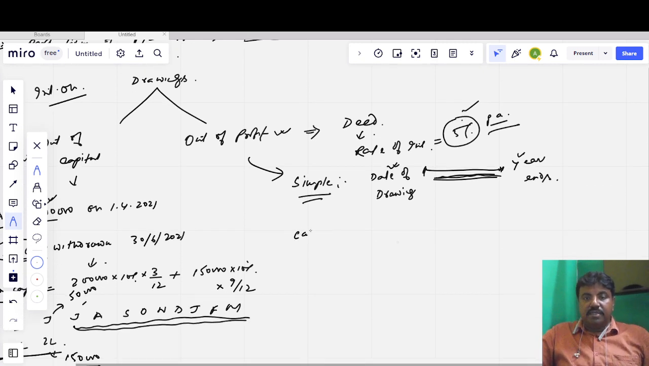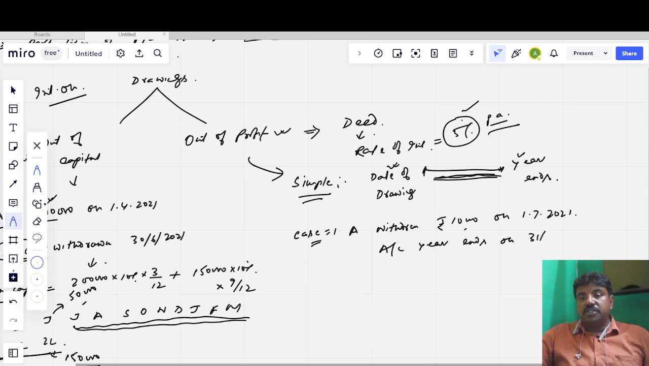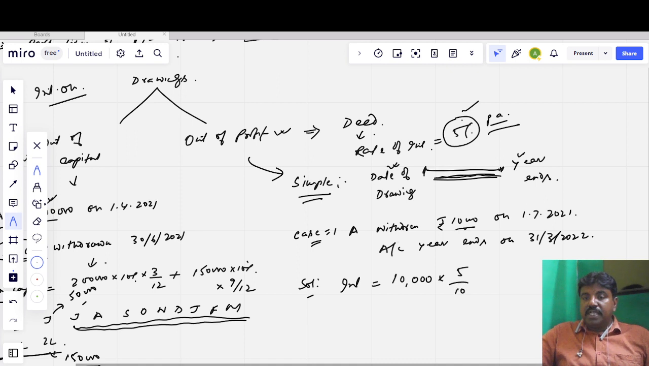Suppose case 1, A withdrew. A is the partner. A withdrew rupees 10,000 from the business on 1st July 2021, and the accounting year ends on 31st March 2022. Then how will we calculate the interest? First you have to take the total drawings amount. How much? The drawings amount is 10,000. Then the rate of interest, that is 5%.